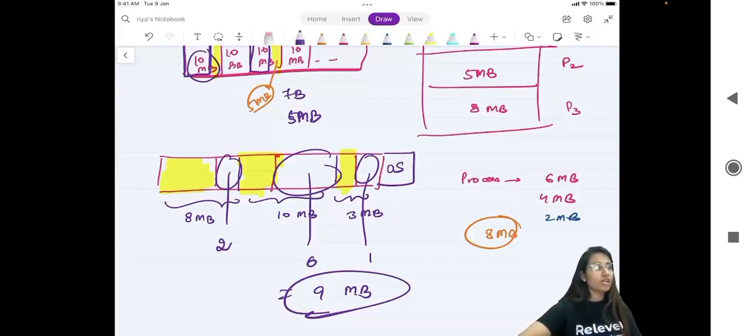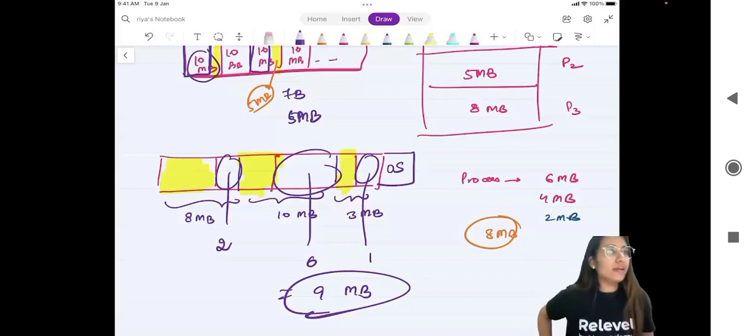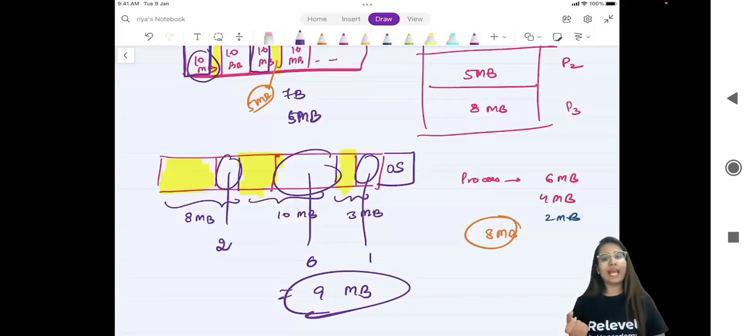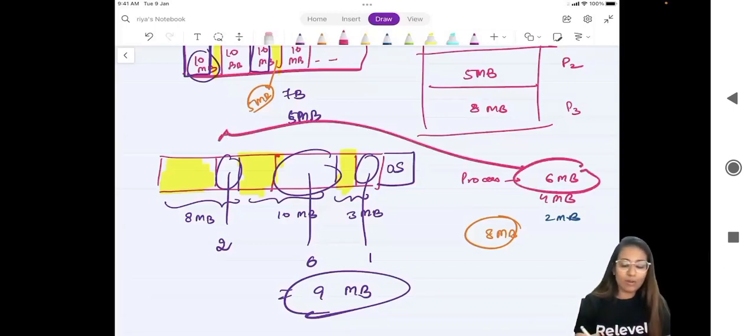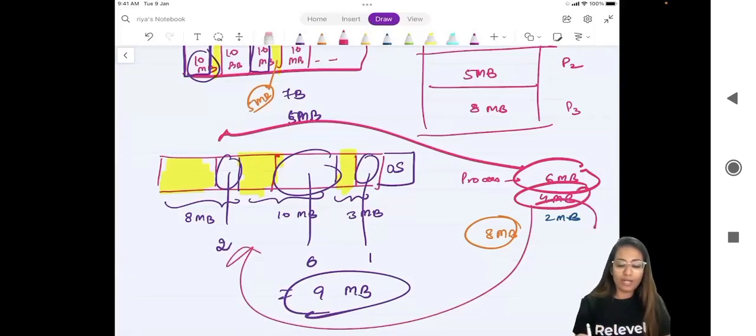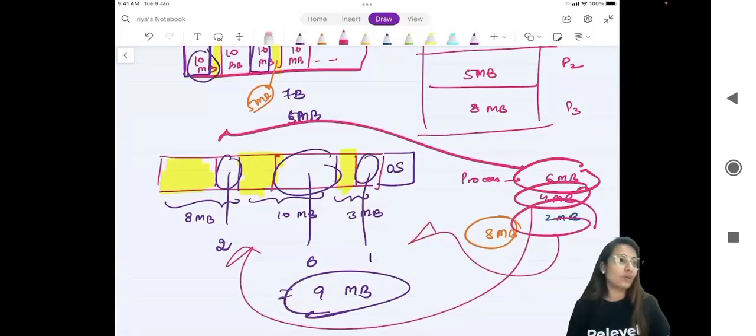I hope this is clear to everyone whenever we talk about the concept of internal fragmentation and external fragmentation. Remember that external fragmentation occurs when memory blocks of variable sizes are allocated to processes dynamically. Because what we're doing is, here a process came, we allocated to it. Here a process came, we allocated to it. Here a process came and we allocated to it. That is when the concept of external fragmentation kicks in.